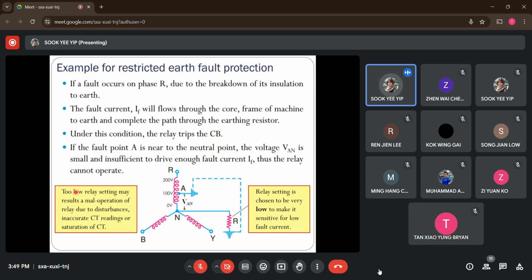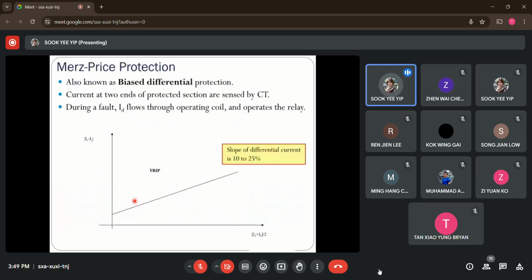So in such a case, we might have mal-operation in the event we have disturbance from the power system that causes the current readings to be inaccurate. Or let's say the current transformer has been saturated, of course, the reading is wrong, so it might cause mal-tripping. So we have low security of the fault protection scheme in these conditions. So in order to overcome these problems caused by a very low pickup setting for the earth fault relay, we use a bias differential relay instead.